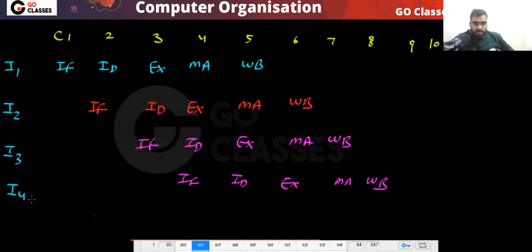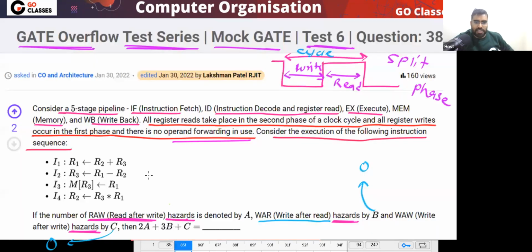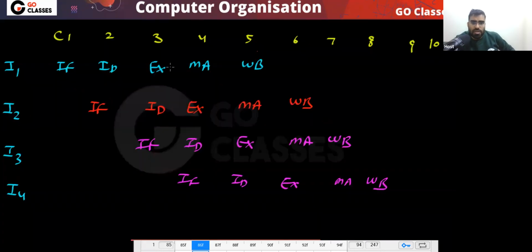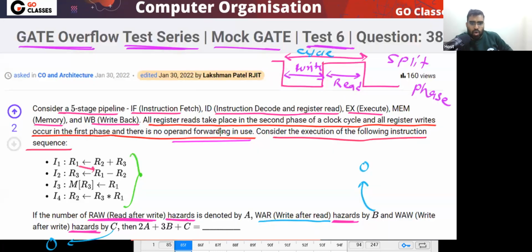Now you can notice where the dependencies are. Just look at the dependencies. Remember, some dependencies will be hazards. Some RAW dependencies can become RAW hazards. What about this dependency? Will it become a hazard? Yes, because split phase is already given to you. So there is no operand forwarding. The question is saying there is no operand forwarding.